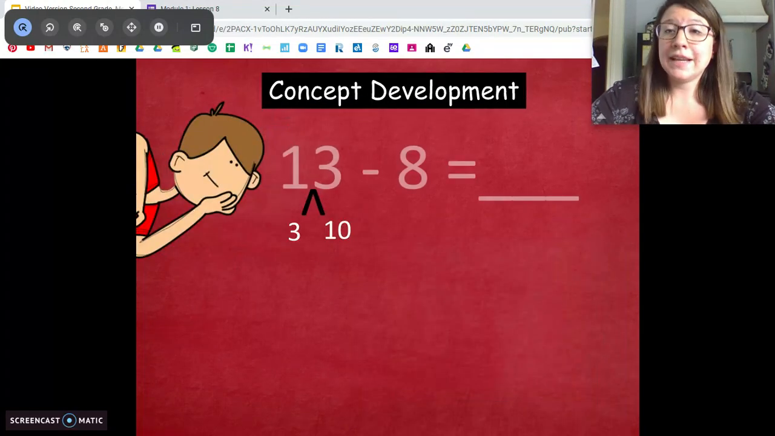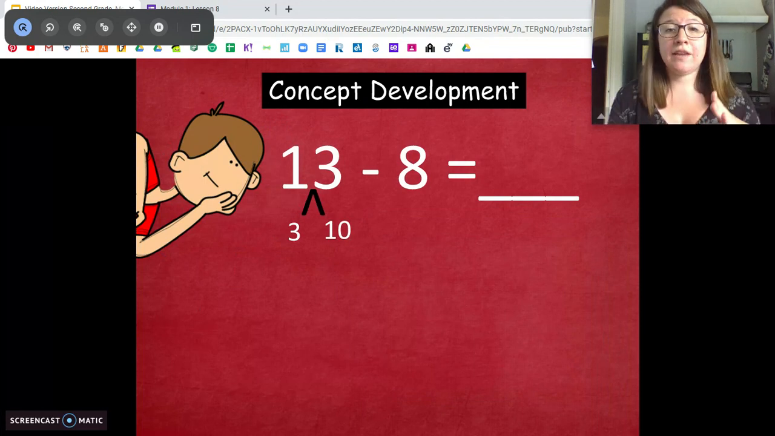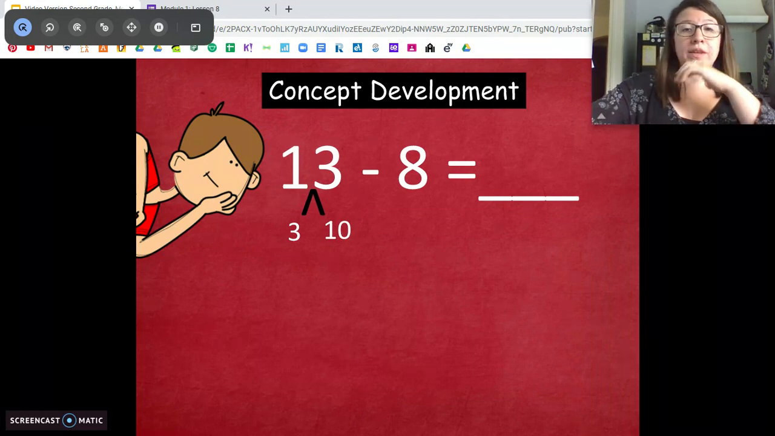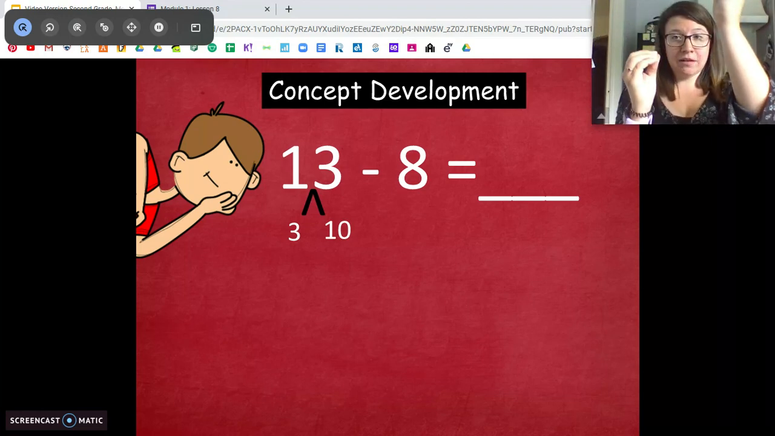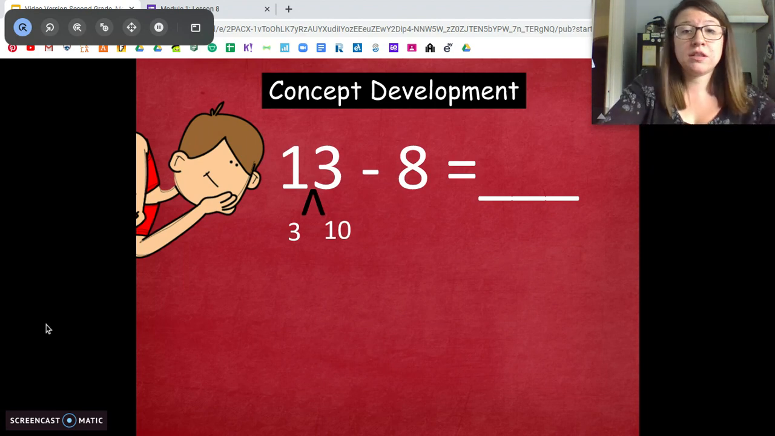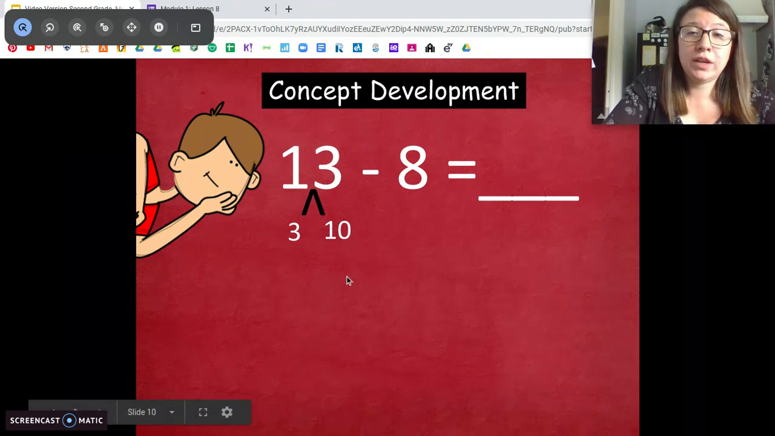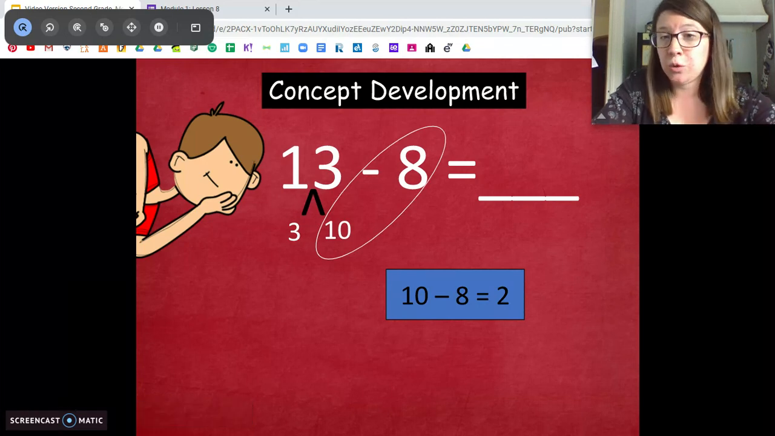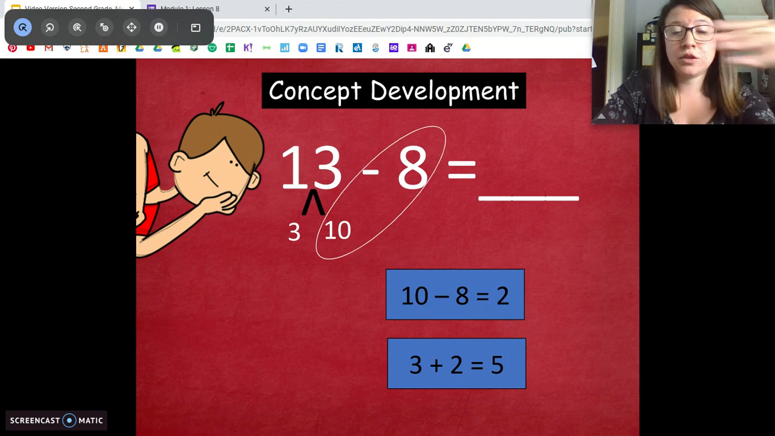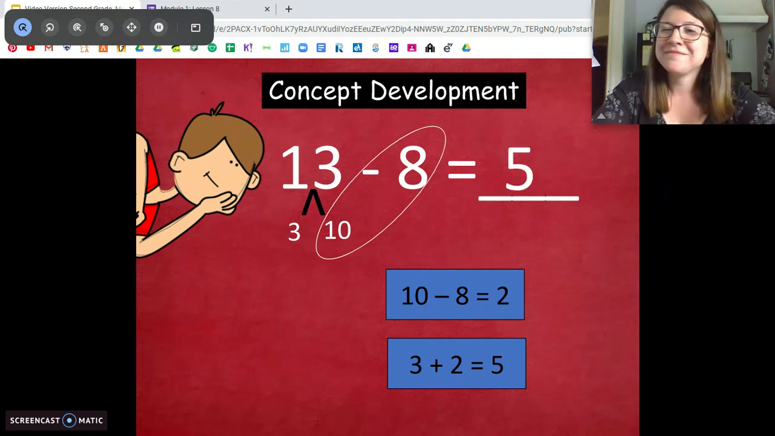All right. I'm going to skip these. Yesterday, we talked about taking from 10 with numbers under 20. When we do this, we start by taking 10. So when we break 13 apart, we have one 10 and 3 ones. So here's our 10. Then we do the same next step. Solve for what we know. 10 minus 8 is 2. Then we take our 2 and add in our extra 1s. 2 plus 3 equals, and our answer is 5.